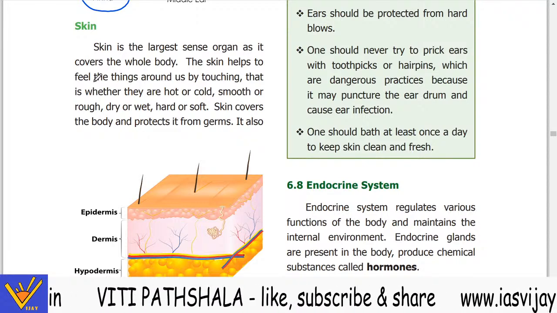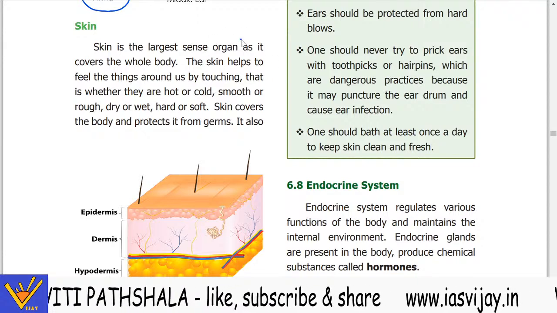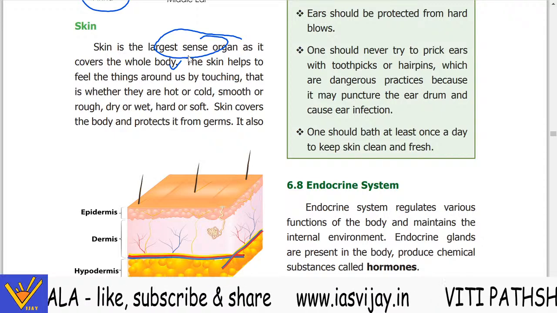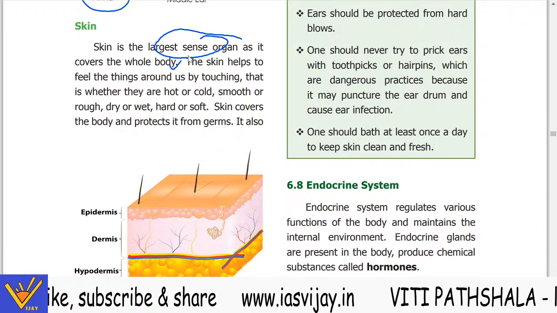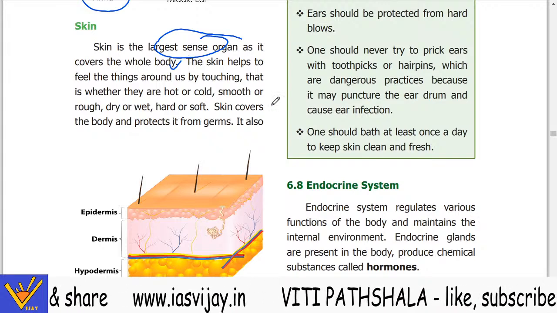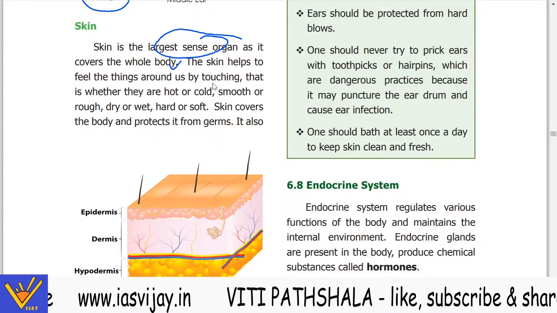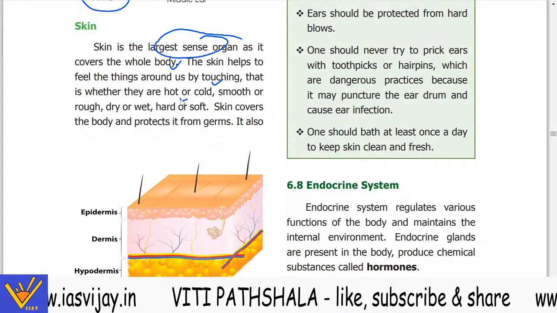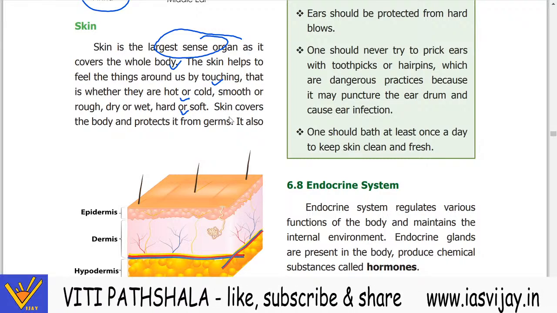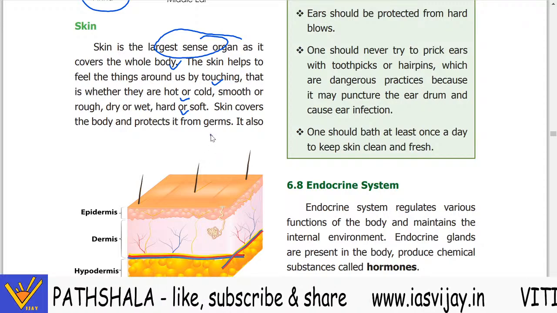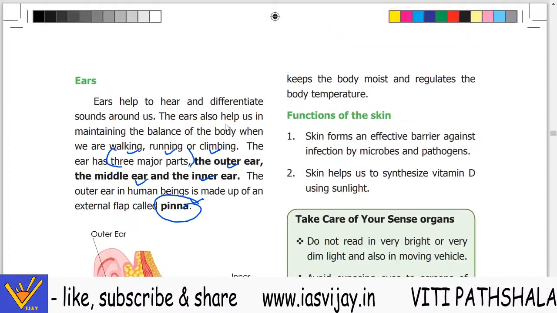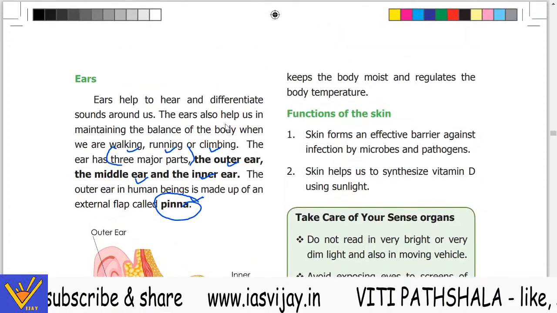Now skin, remember the skin is the largest sense organ as it covers the whole body, whereas the largest organ is also our skin. So सबसे बड़ा organ कौन सा है? Skin है. The skin helps us to feel the things around us by touching. हमारे आसपास जितनी भी चीजें हैं उनको हम टच करते हैं, and whether they are hot or cold, smooth or rough, dry or wet, or hard or soft. Now skin covers the body and protects it from germs. It also keeps the body moist and regulates the body temperature.